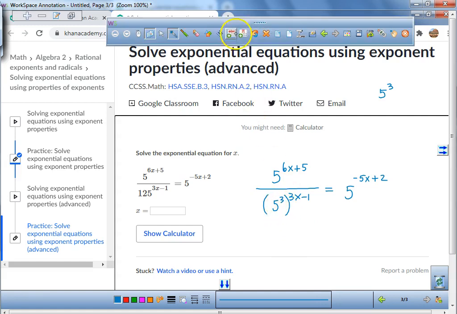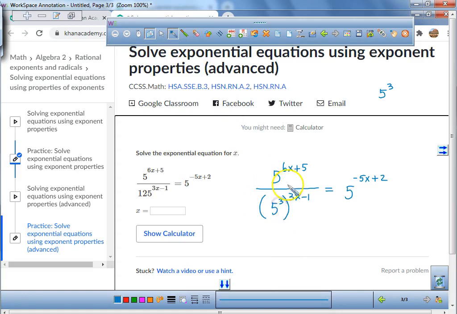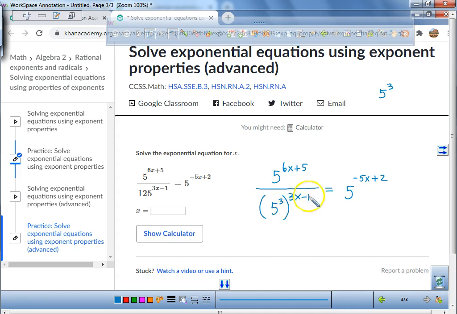Okay? So all I did was take that 125, right? And change it to what? Put parentheses and change it to 5 to the power of 3. Now, what do I have to do with the 3 now? I've got to do power to a power.